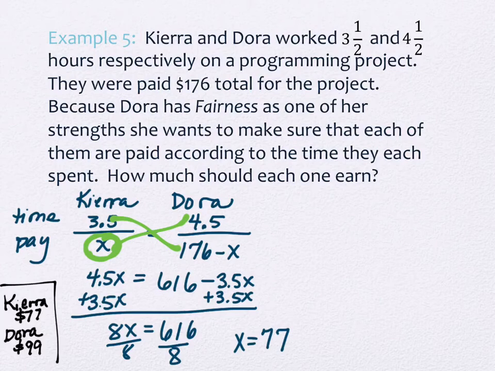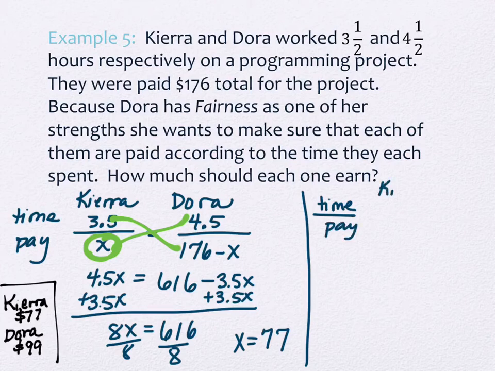Now, I purposely left some space here because I want to show you the other way that you could set this up that's a little bit different. So I can still do the time and the pay. But instead of comparing the two young ladies to one another, I can compare one of them, I just chose Kiara because she was listed first, to the total that they both get, or did. So the Kiara side stays the same. She still worked 3.5 hours. She still earns x amount of dollars.